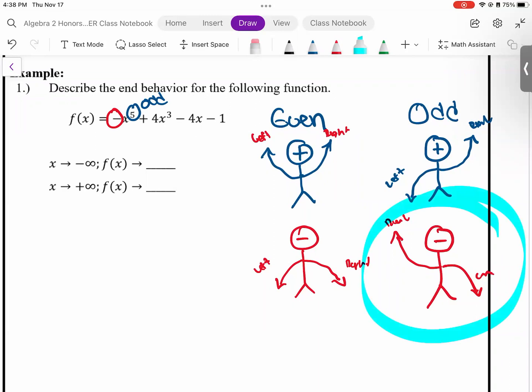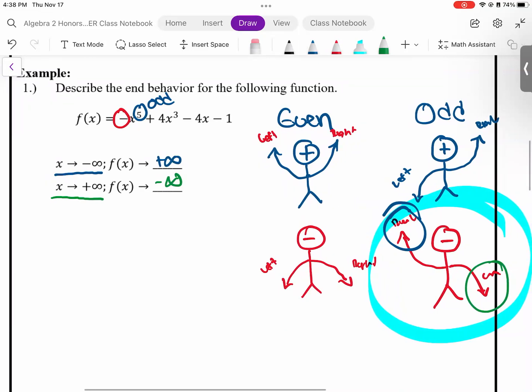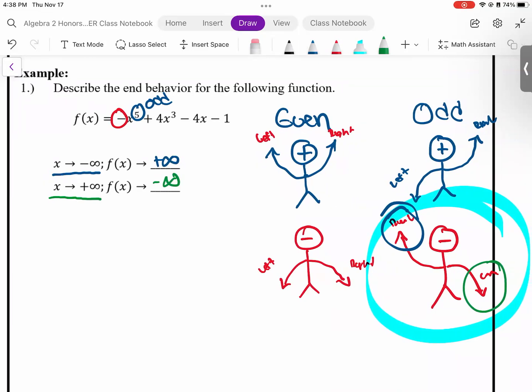So the end behavior of this function, as x approaches negative infinity, y is going to go up from the right side, which means it's going to approach positive infinity. And as x approaches positive infinity, f of x is going to go down on the right side, which means it's going to approach negative infinity. And again, that's just a little shortcut, a little trick for you to figure out end behavior without graphing. All right.